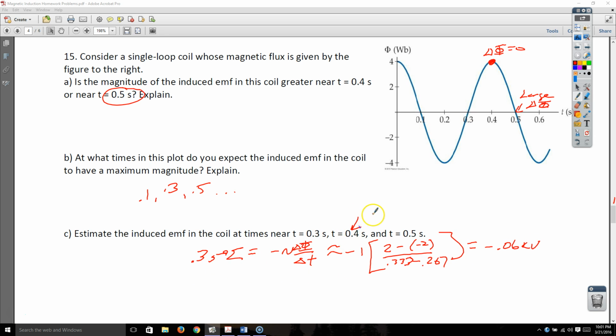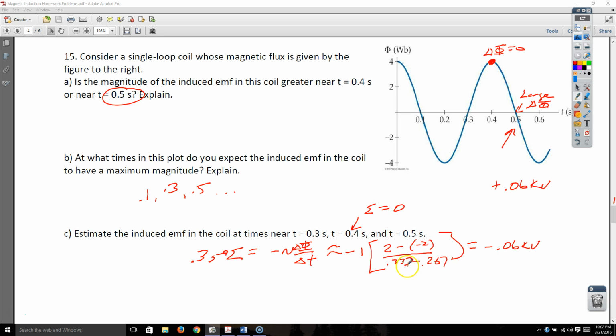For the 0.4 seconds, this is going to be equal to 0, and we said it earlier because there's no change in flux at that point. And then finally for the last one, which is 0.5 seconds, it's going to be large because it's going to be positive. So it's the same value that we have here, but instead it's going to be 0.06 kilovolts.